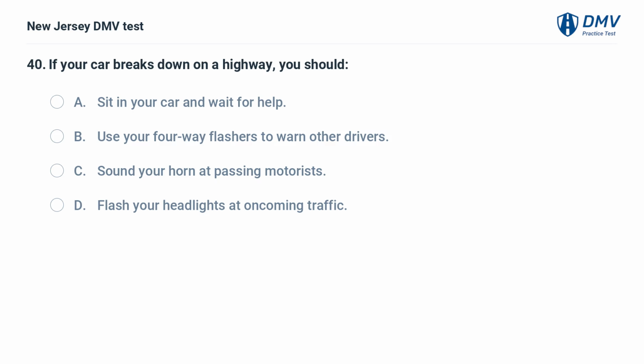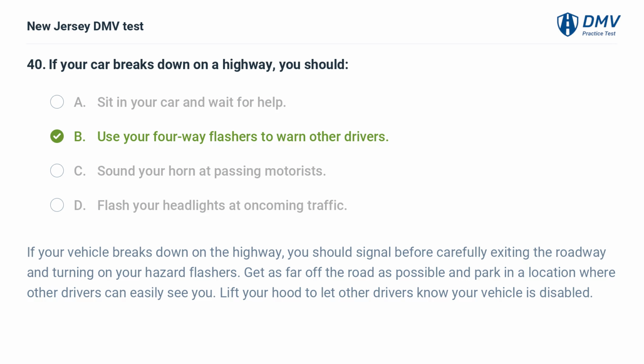If your car breaks down on a highway, you should: A. Sit in your car and wait for help. B. Use your four-way flashers to warn other drivers. C. Sound your horn at passing motorists. D. Flash your headlights at oncoming traffic.